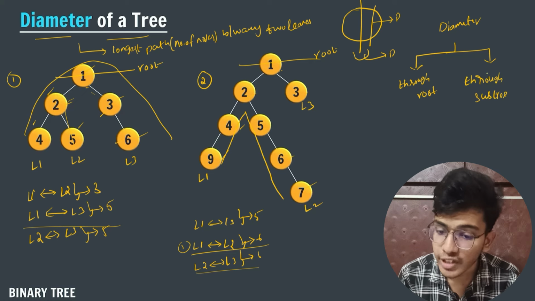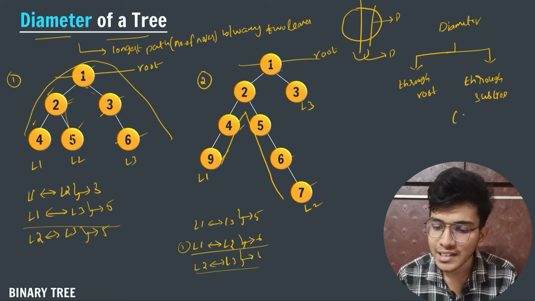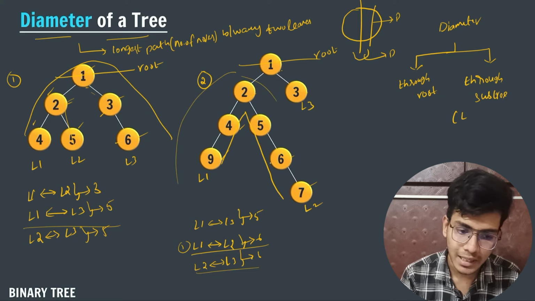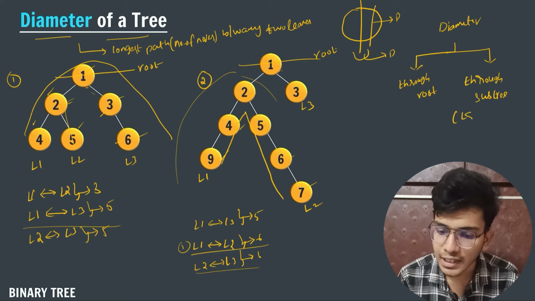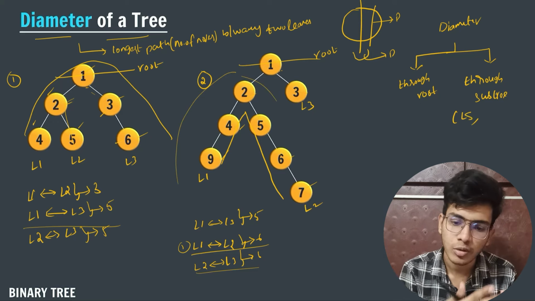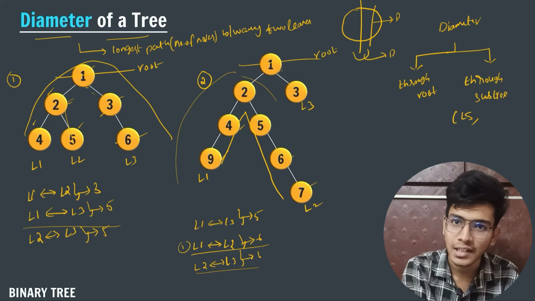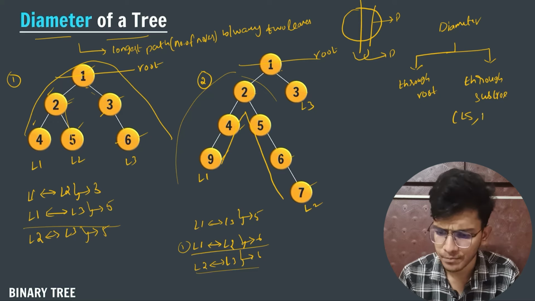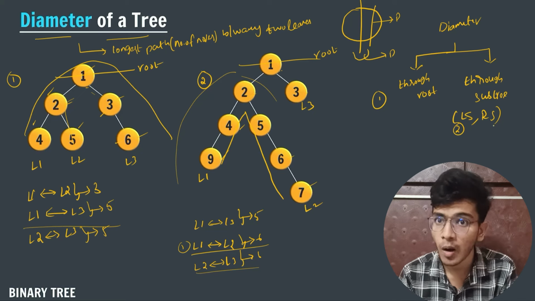These are the two different possibilities I can get, and in this I can get it either from the left subtree, from the left side of my tree, or from the right part. So I can get the diameter from these three different places: through my main root, or through my left part, or through my right part.